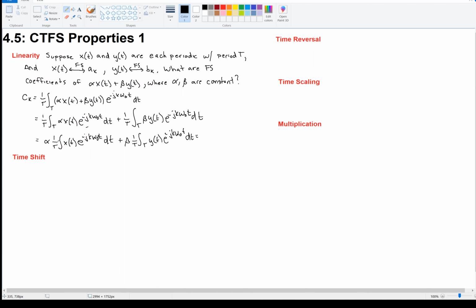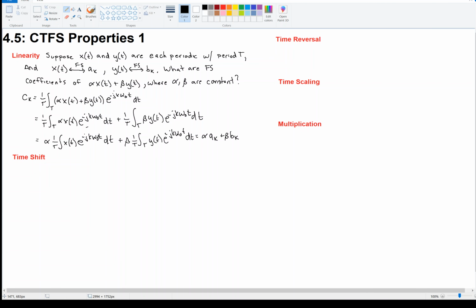Now I look at those two integrals. I've got alpha times this first integral. But what is that first integral? Well, go back to the definition of the Fourier series. That's nothing but the Fourier series coefficients of x of t. And we said at the beginning of this that x of t has Fourier series coefficients ak. So that first term is alpha times ak. And then if you look at the second integral, it's the Fourier series coefficients of y of t. So this is beta times bk.